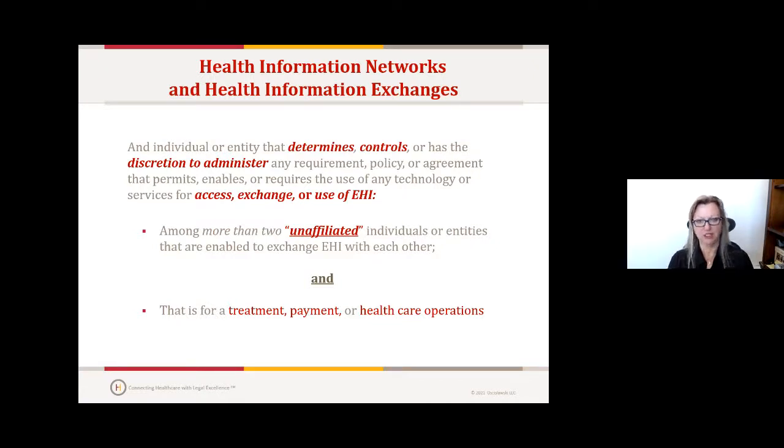So the second large group of organizations is health information networks and health information exchanges. And this is a very broad definition. It can be any individual or entity that determines, controls, or has the discretion to administer any requirement, policy, or agreement that permits, enables, or requires use of any technology or services for access, exchange, and use of electronic health information. It has to be between more than 2 unaffiliated individuals or entities, not including the HIE/HIN itself, and it has to be for treatment, payment, and healthcare operations in order to fit this definition.